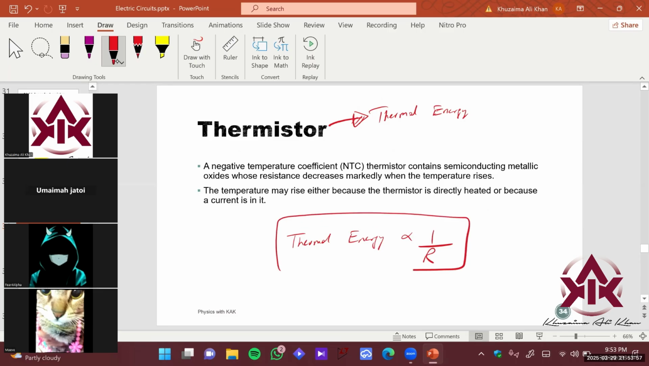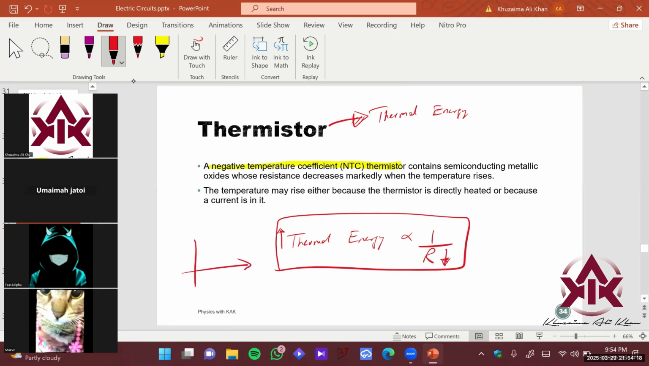So we are only going to be interested in the negative temperature coefficient thermistor over here. What is its property? If thermal energy increases, if the amount of heat energy sensed by the thermistor increases, the resistance of the thermistor drops, right? So it's a negative coefficient. That means it's an inverse relation over here.